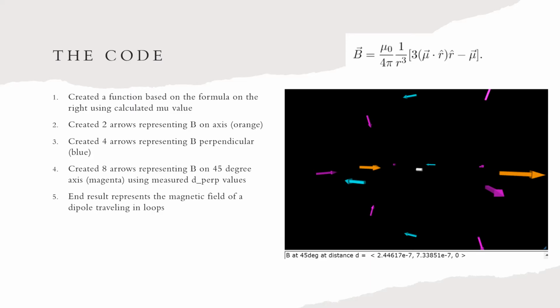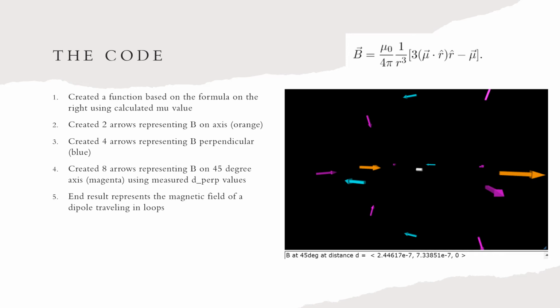Now looking at the second part of the lab, we had to both code and measure what the magnetic field off axis would be for this bar magnet. So in the code, we created a function that was based on the formula over here on the right.